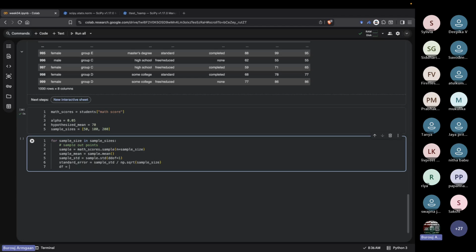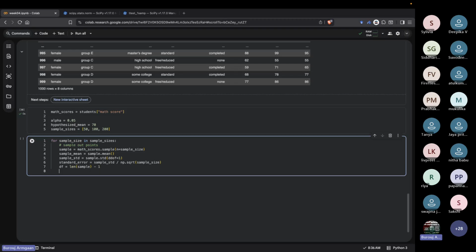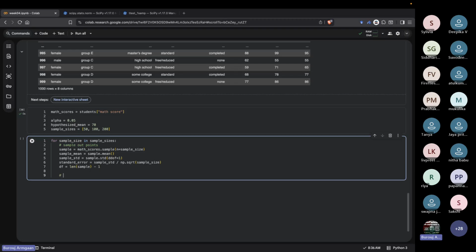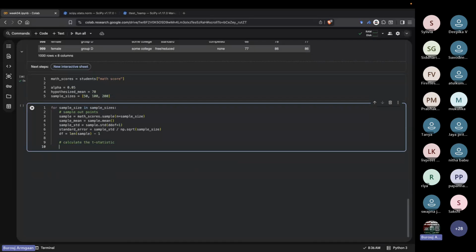We can also keep note of our degree of freedom, which is essentially the sample size minus one in this case. So once we have these, we have to calculate the t statistic, which is pretty much the same as you do with the z-test. So the t statistic, or the t stat, is equal to your sample mean minus your hypothesized mean divided by your standard error. This is your t stat.